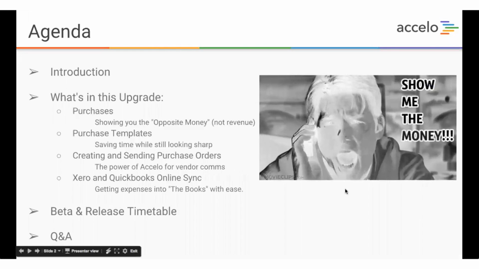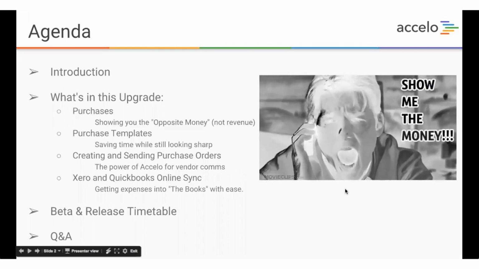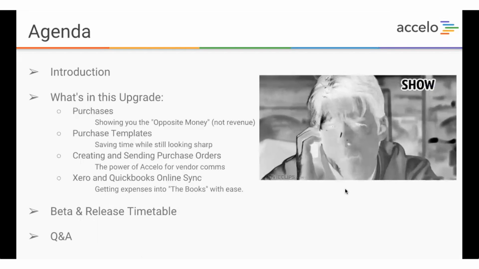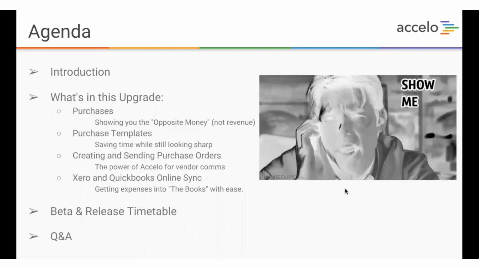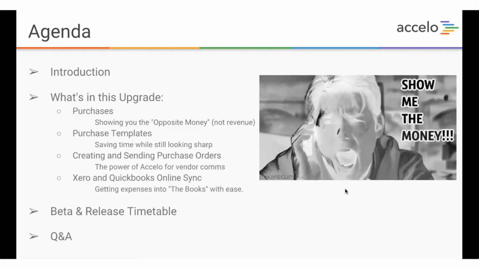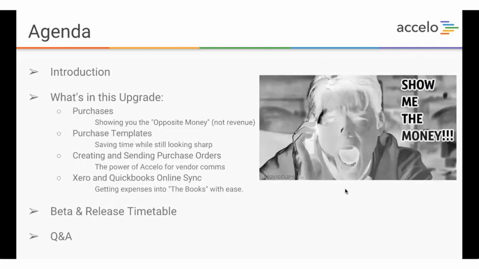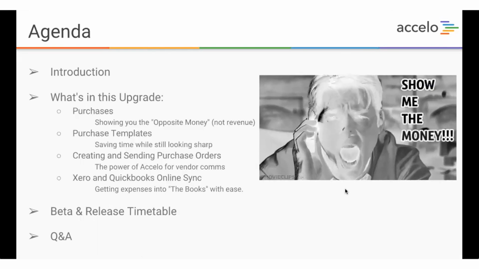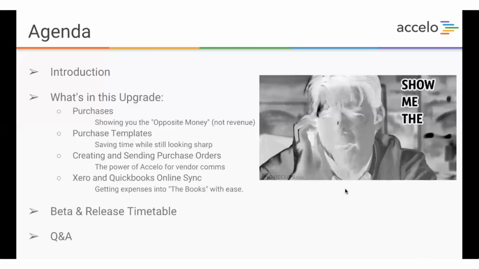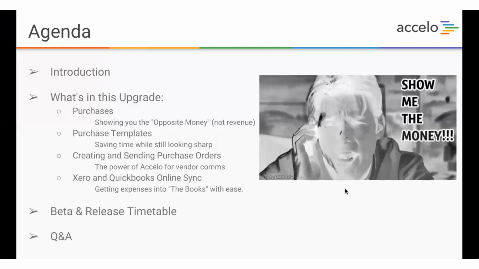All right, so the agenda for today, first of all, we're going to cover a bit of an introduction and background. Then we're going to talk about what's in this upgrade. So there's a few things to cover, things like purchases, which are the opposite of revenue, not so much showing you the money, but more a case of showing you your spending and being able to buy things. We're then going to look at the purchases template feature.